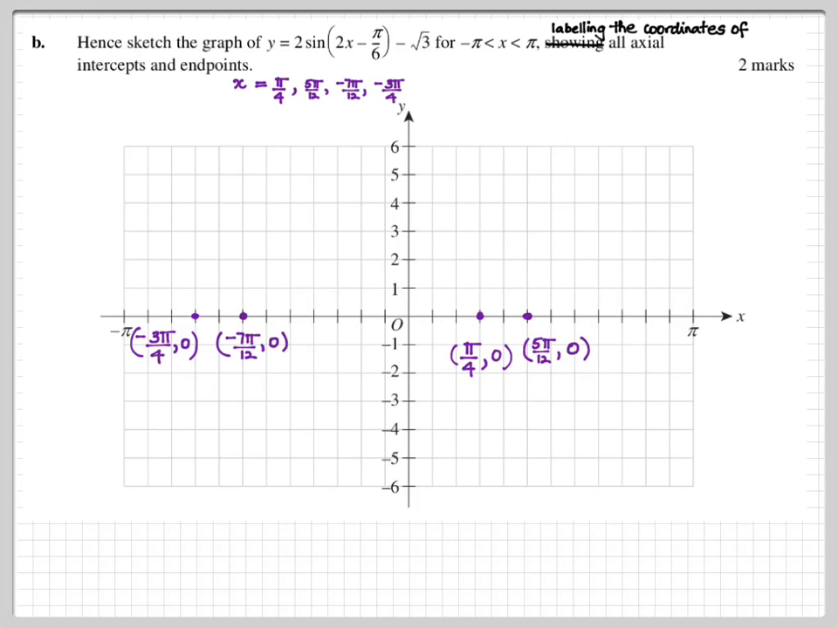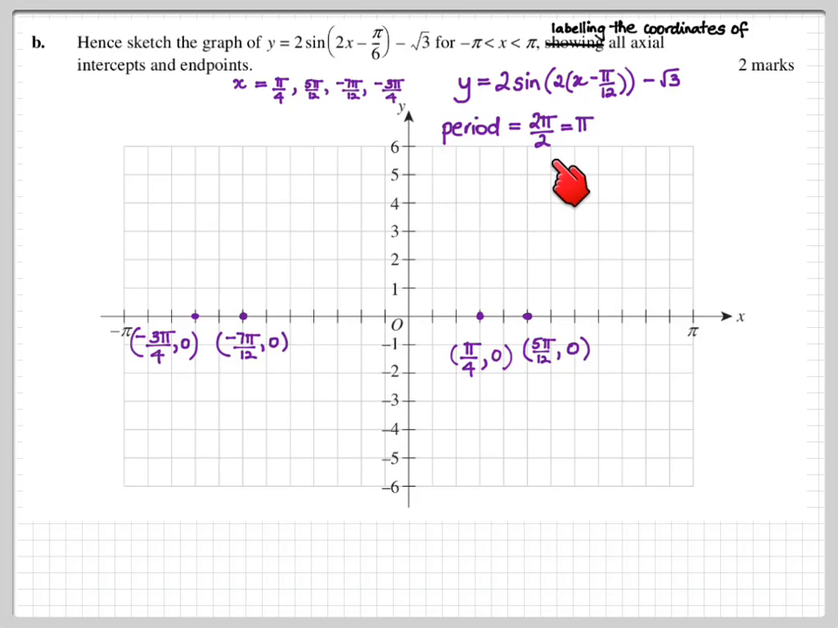The next place that we really need to think about is to rewrite the expression in this way. So if we rewrite this with our brackets, and we do this because we want to find out the period and, more importantly, the horizontal translation, which is pi on 12 to the right. It's not actually pi on 6 to the right. We need to be careful about that.